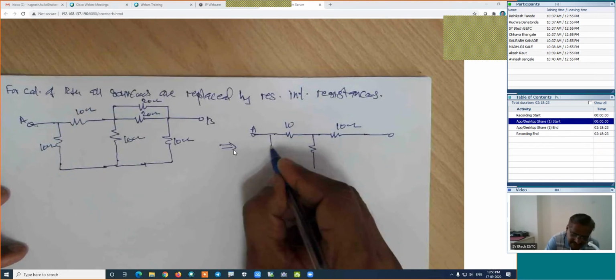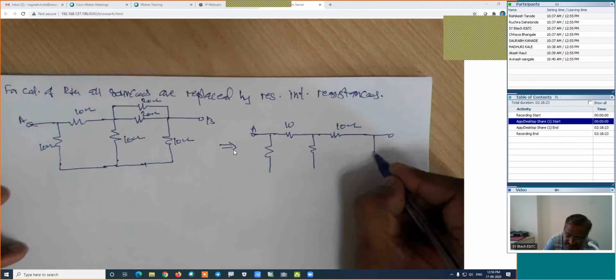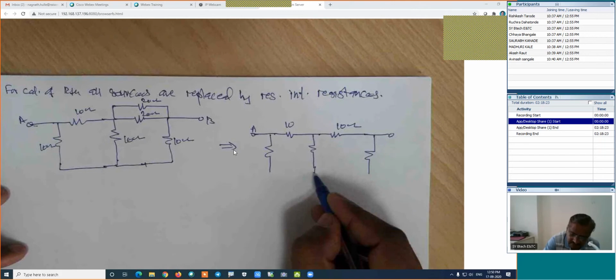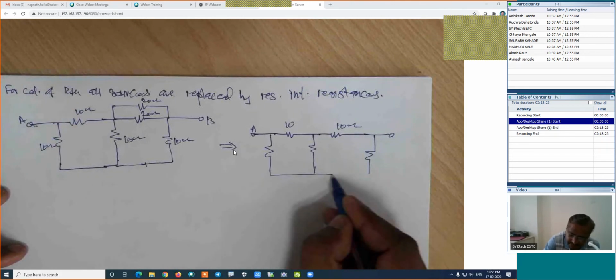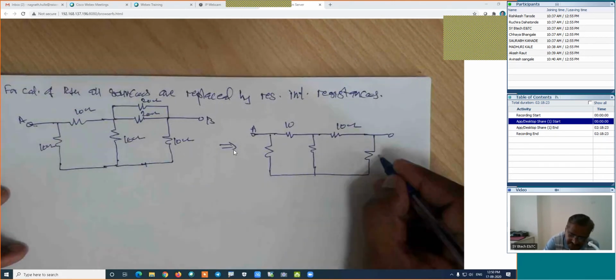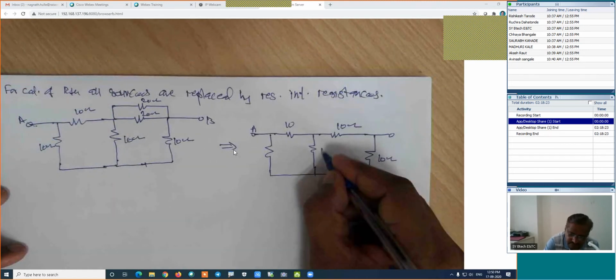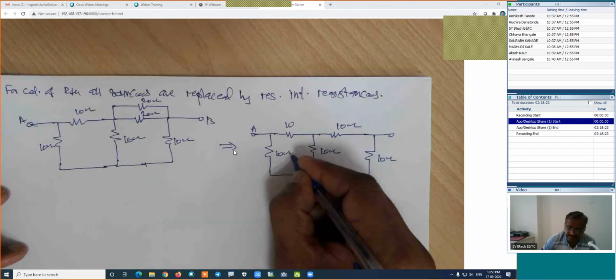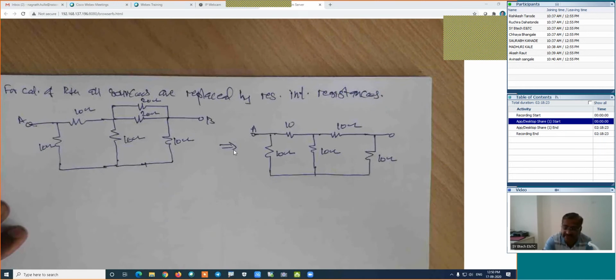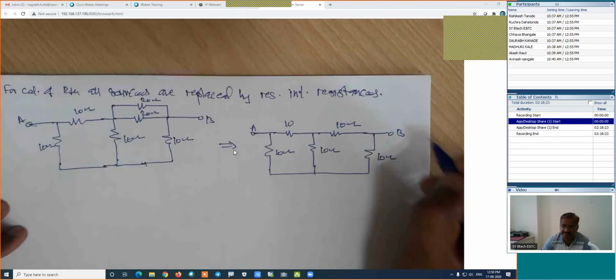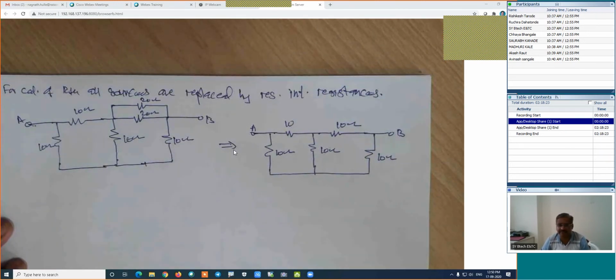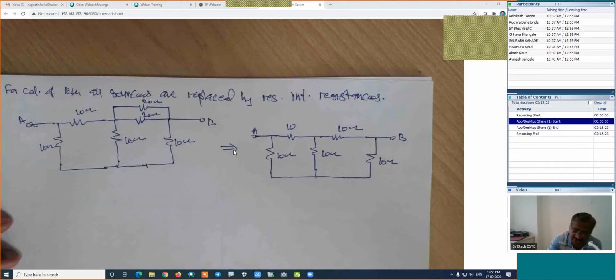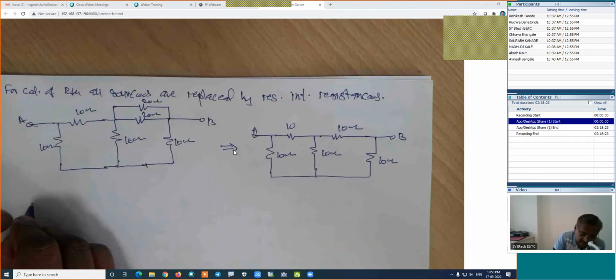Then here is one resistance. This is another resistance, and this is the third resistance. Now look at this series and parallel combination. This is 10 ohm, this is 10 ohm, and this is 10 ohm again. Which resistance is in series and which is in parallel? There is no direct series and parallel combination. ये फिगर कुछ इस तरह से होगा.